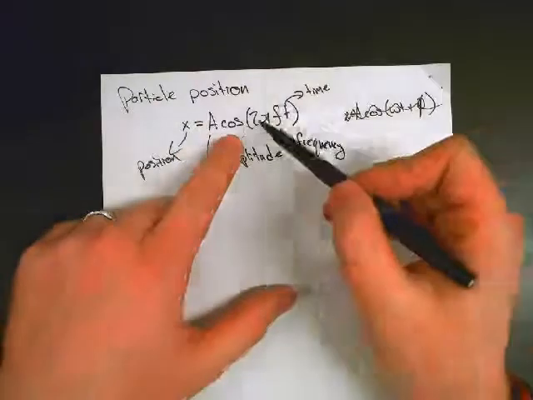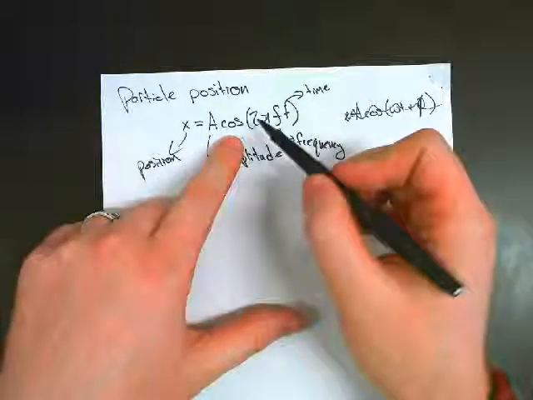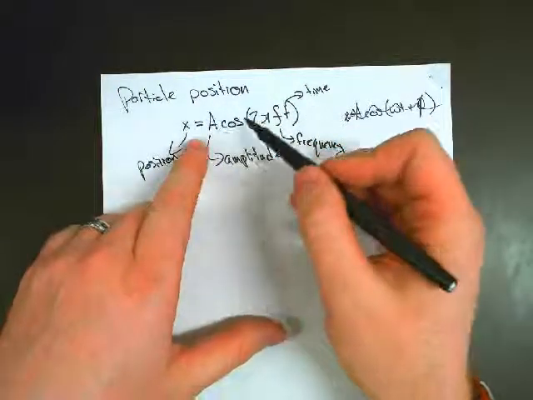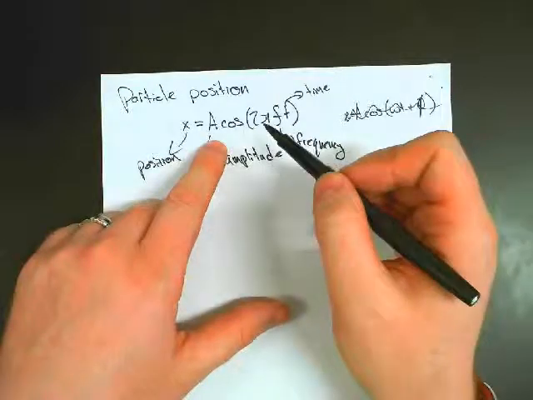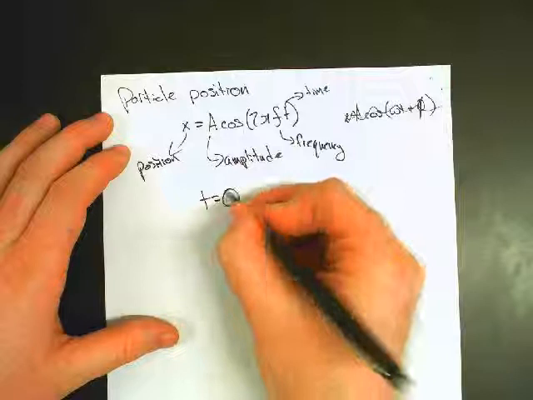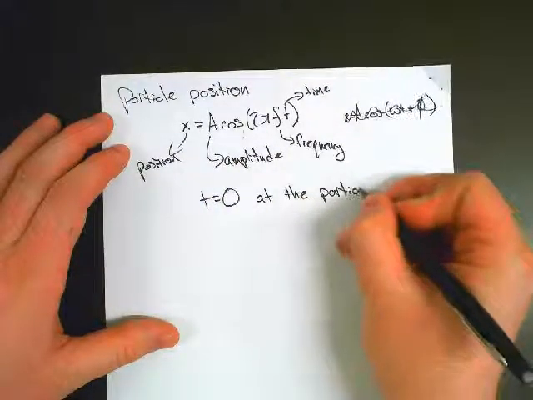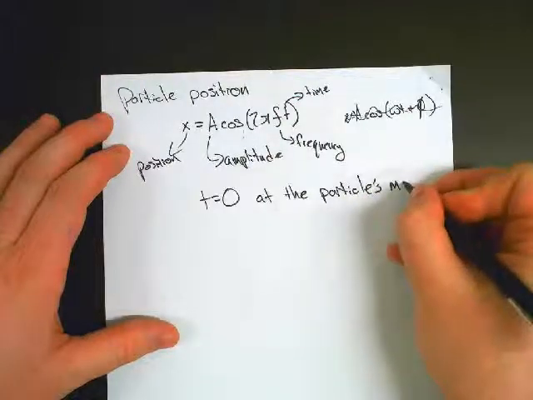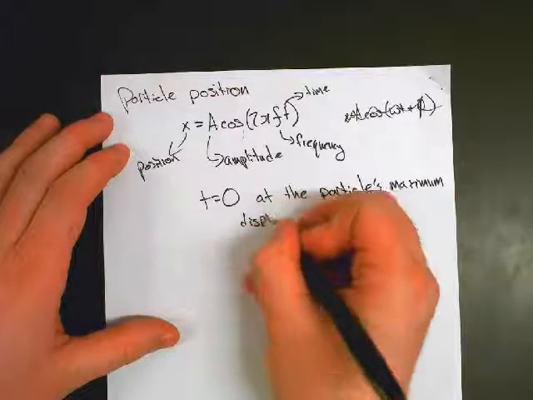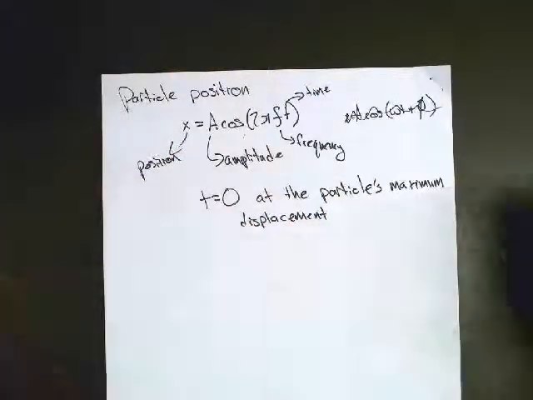What is the cosine of 0? 1. Cosine of 0 is 1, meaning that when we are talking about an object that is being displaced, we always talk about it having started from its maximum displacement. So t equals 0 at the particle's maximum displacement, which is A, amplitude.